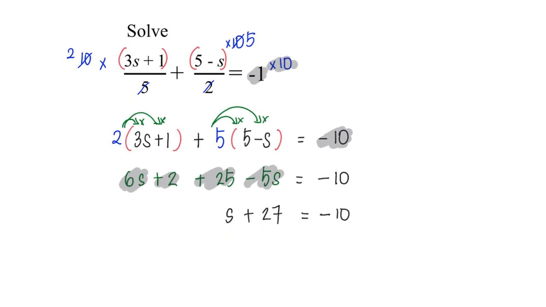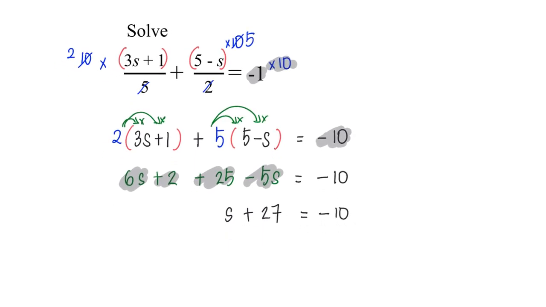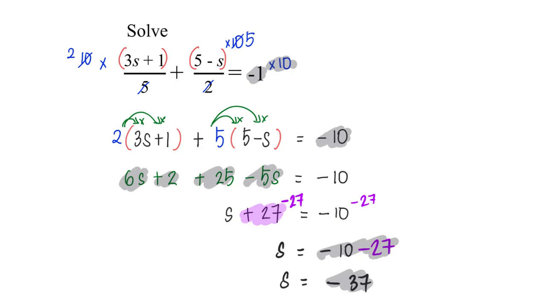And finally, what do you think we should do to this? Yep, we should minus 27 on both sides. So that final answer, negative 10 minus 27, my s will be equals to negative 37. And we've come to the end of this video.